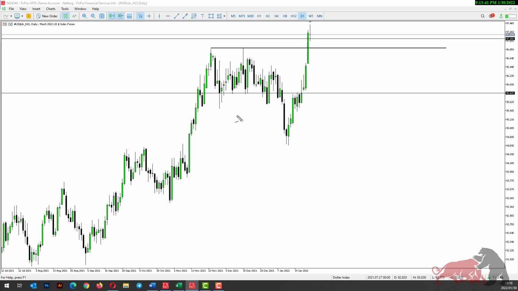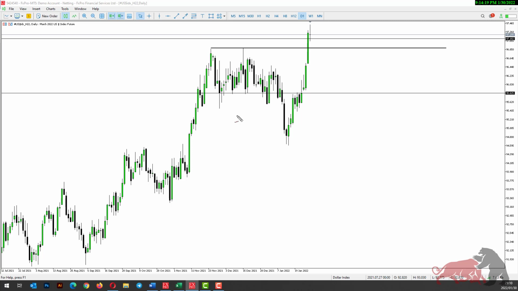Now we need to see Monday's price action, how Monday is going to react. We need to see how Monday's candle is going to close. So that's your assignment for tomorrow. Make sure you take note of how Monday's candle trades and closes.